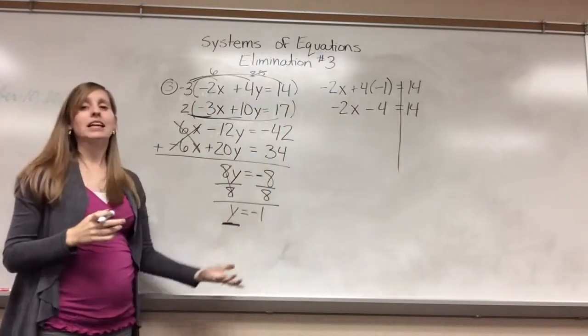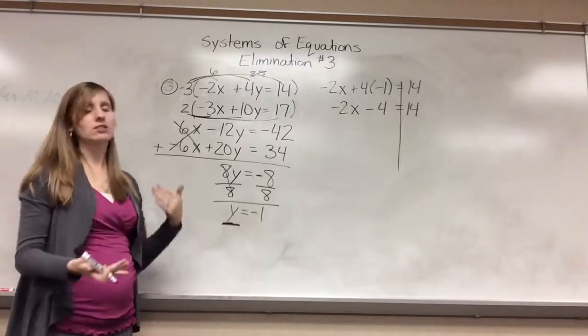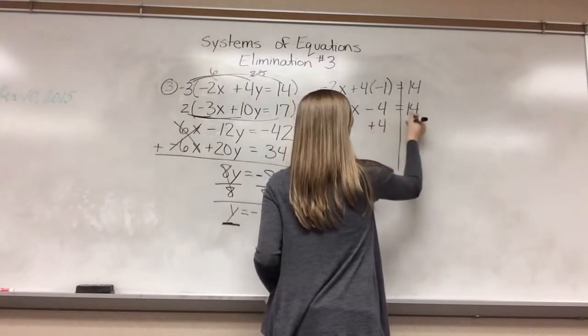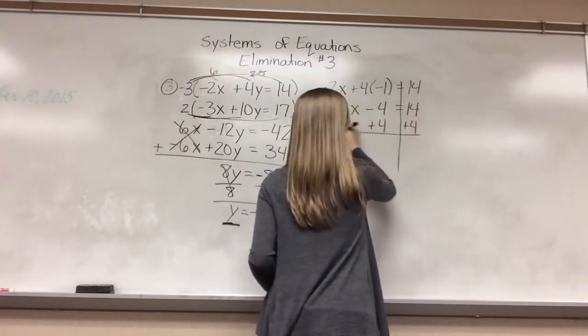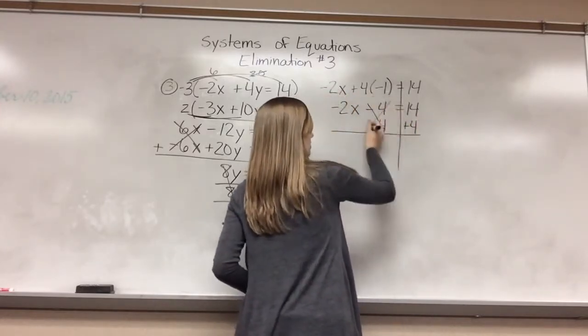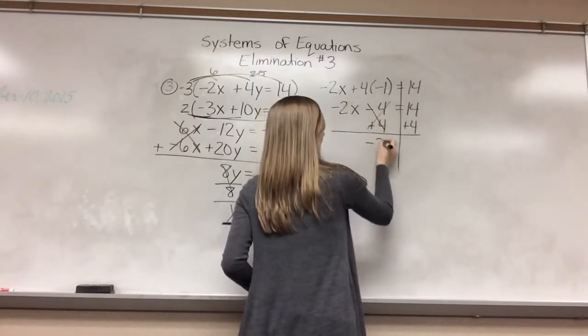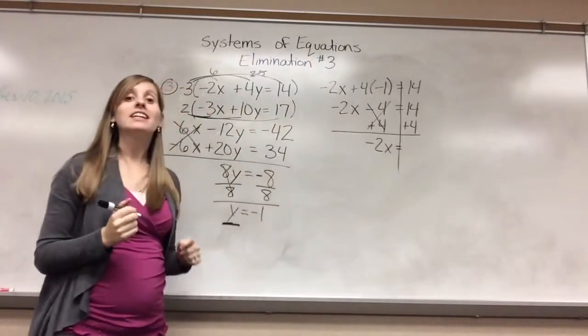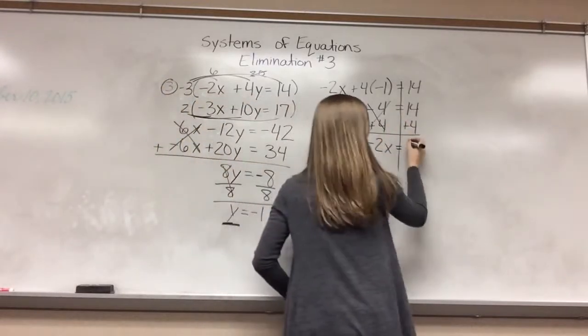After this, I need to cancel out the minus 4. So to cancel it, I must do the opposite. The opposite would be plus 4 on both sides. Minus 4 and plus 4 cancel. Those are gone. I get negative 2x equals 14 plus 4 is 18. So I bring this down as 18.